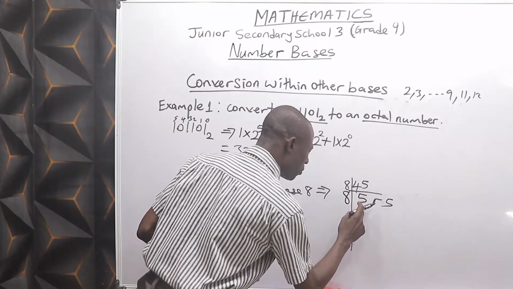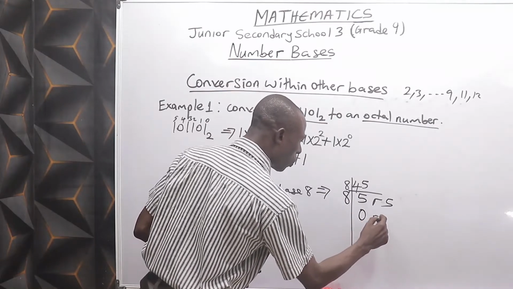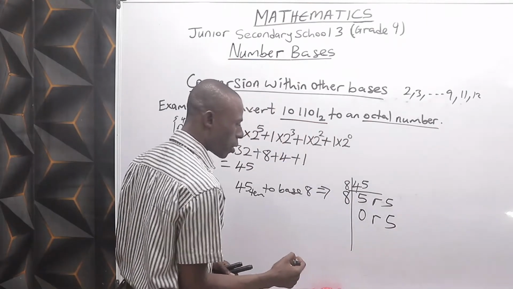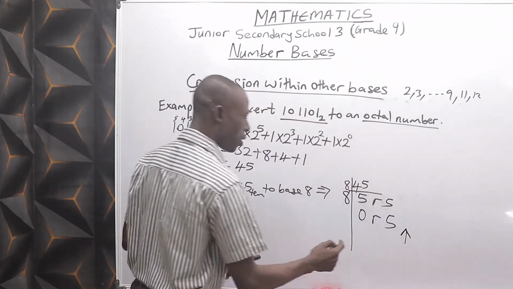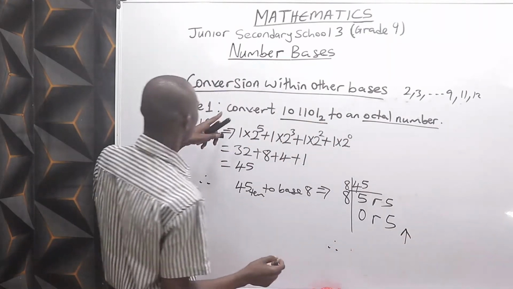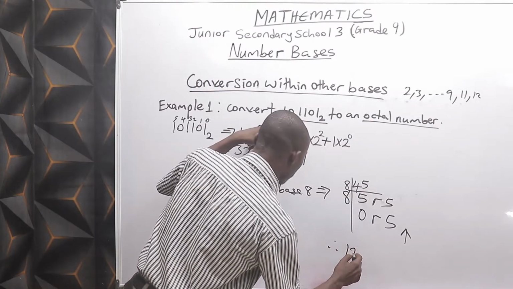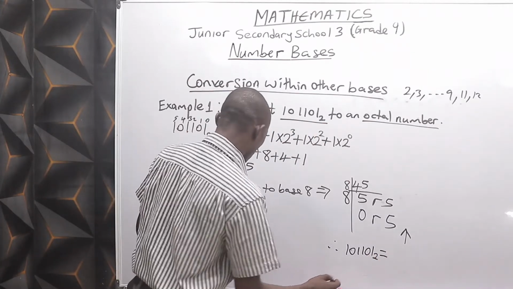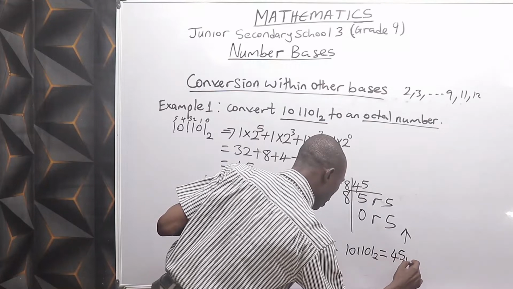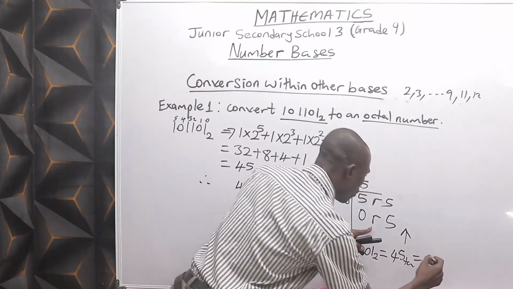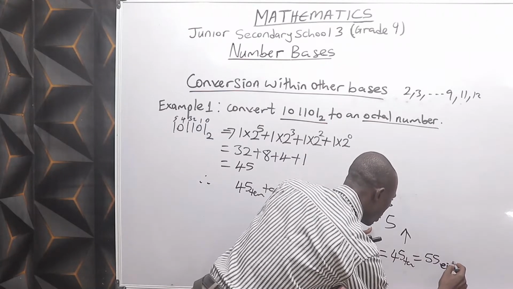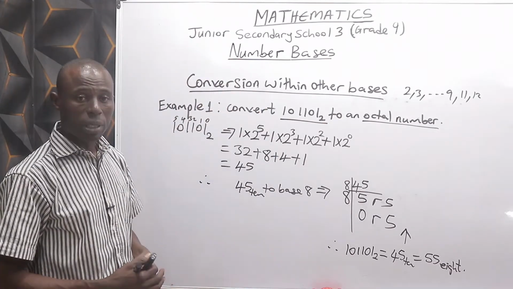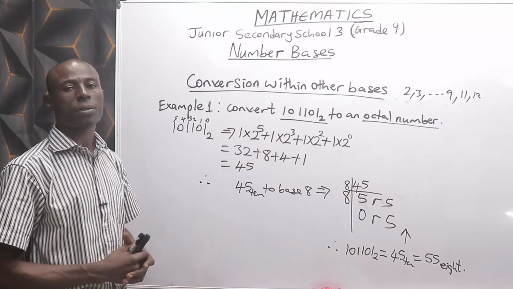8 in 5 is not possible. You write 0. You now repeat the same number on which there is impossibility. You repeat it down here as remainder. So pick it from the bottom as your answer. Therefore, 101101 base 2 is equal to 45 base 10, and it is equal to 55 base 8. And that is it. So the final answer is 55 base 8. That is how to convert within other bases.